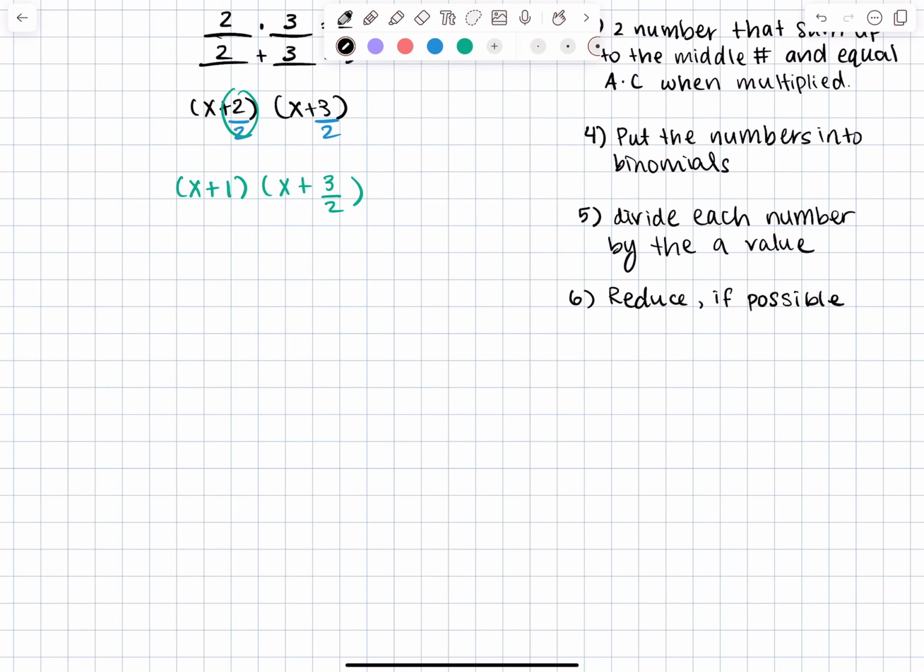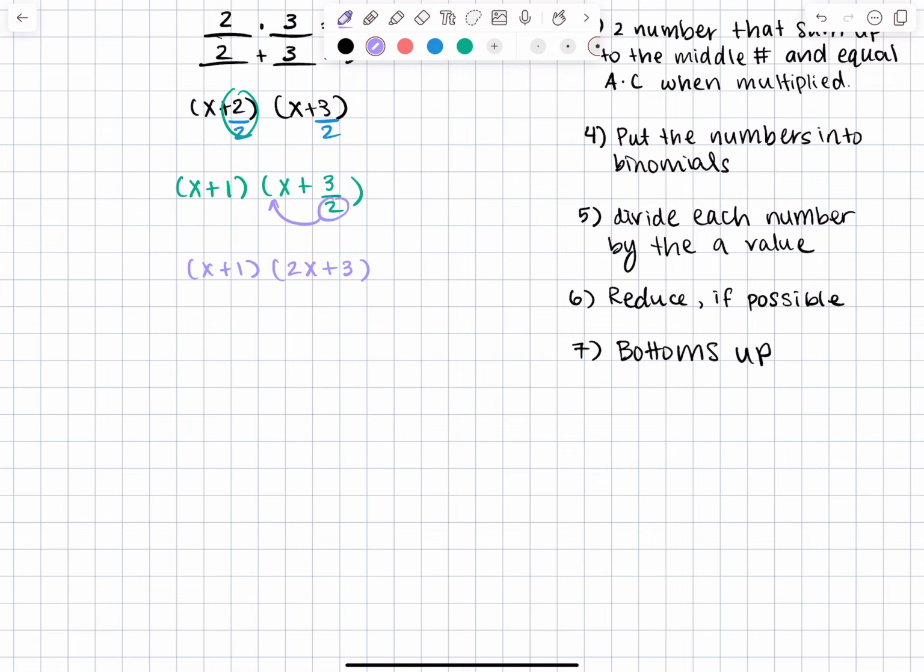The seventh step is bottoms up. When we have a fraction like this, we can't leave it as a fraction. So we're bringing this 2 that is in the bottom up here to the x. So we would have x plus 1 times 2x plus 3.